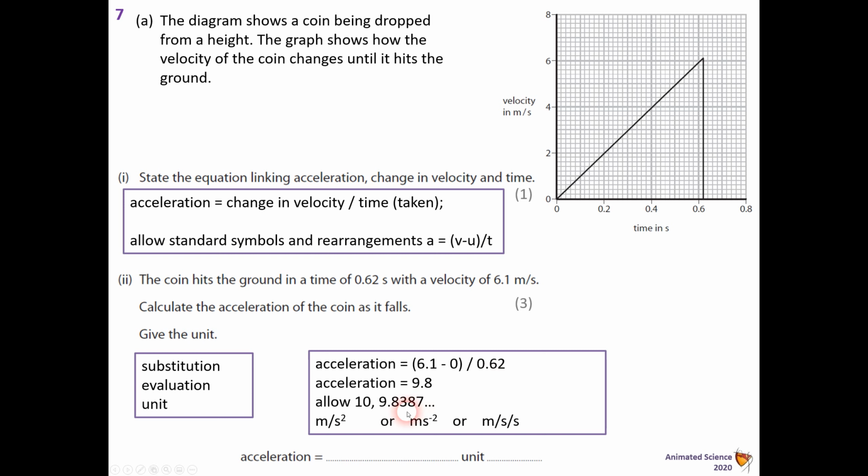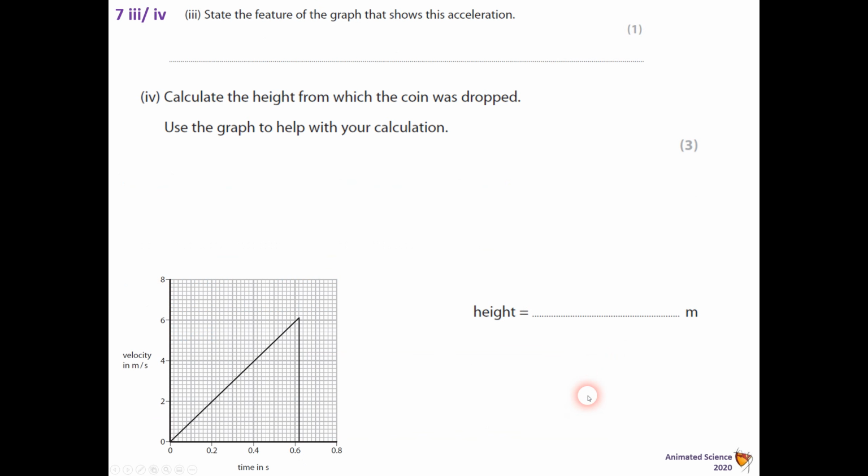9.8387. And units wise, meters per second squared, or meters per second minus 2, or meters per second per second, because you took meters per second and divided it by seconds. Very easy. Learn the units for acceleration. Makes a lot of difference. That's an extra mark, isn't it, that you could miss.